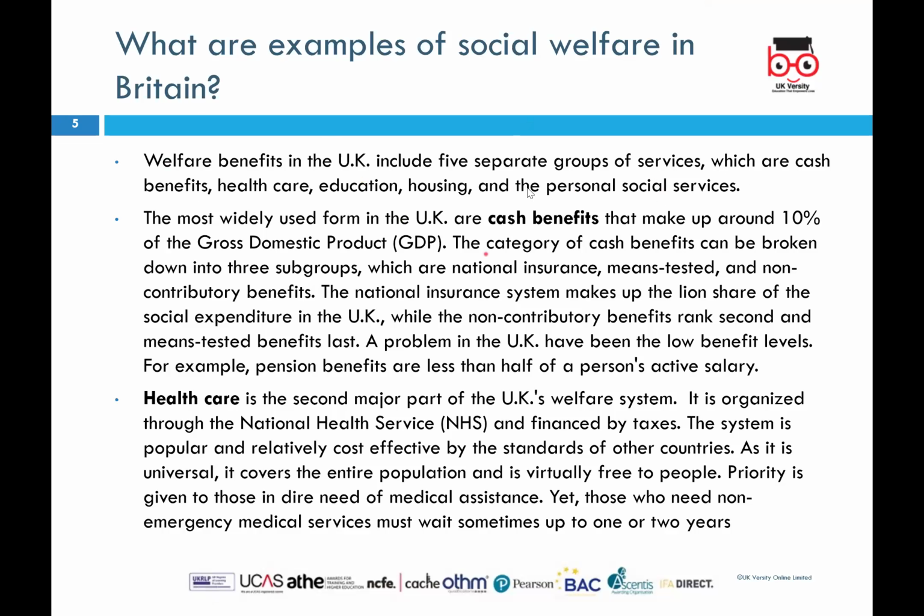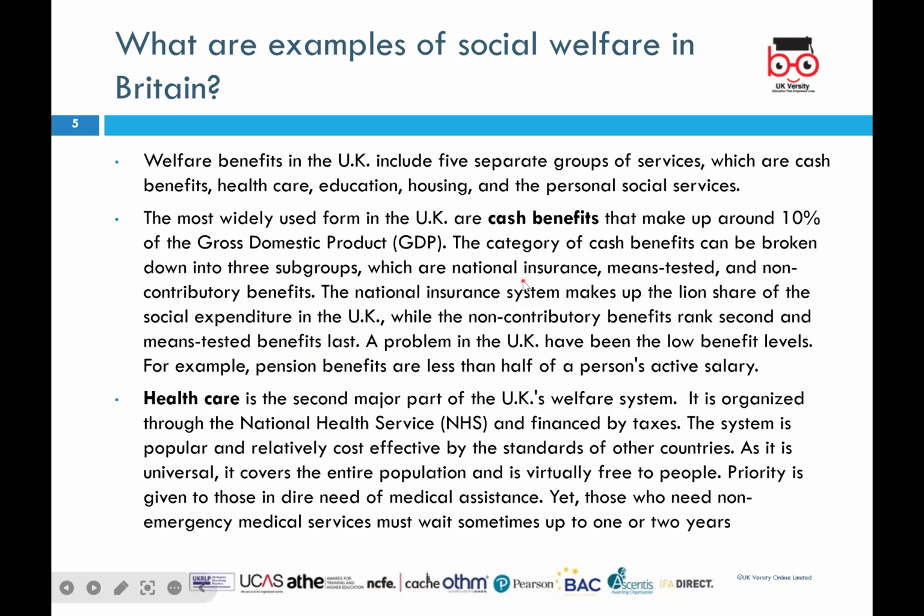So one of the most widely used is cash benefits, and these make around 10% of the GDP of the country, gross domestic product. This is the product that you develop within the country, within England, or within every country has their own GDP. So the category of cash benefits can be further broken down into 3 subgroups.